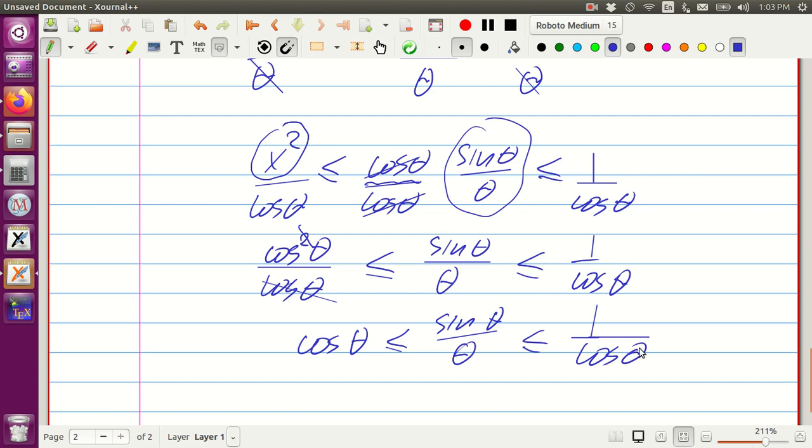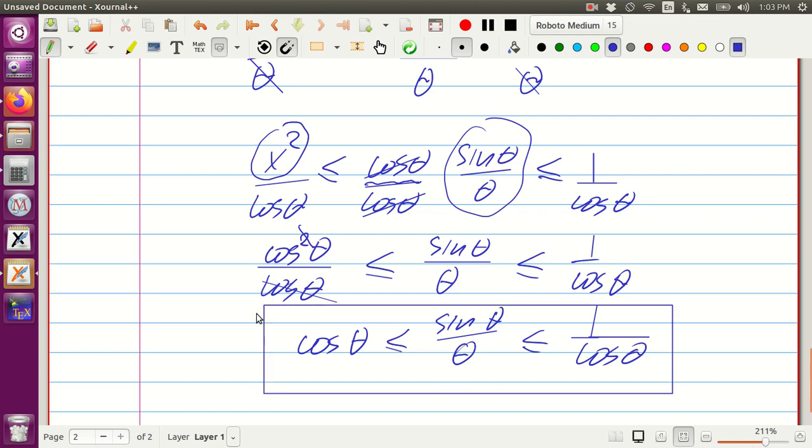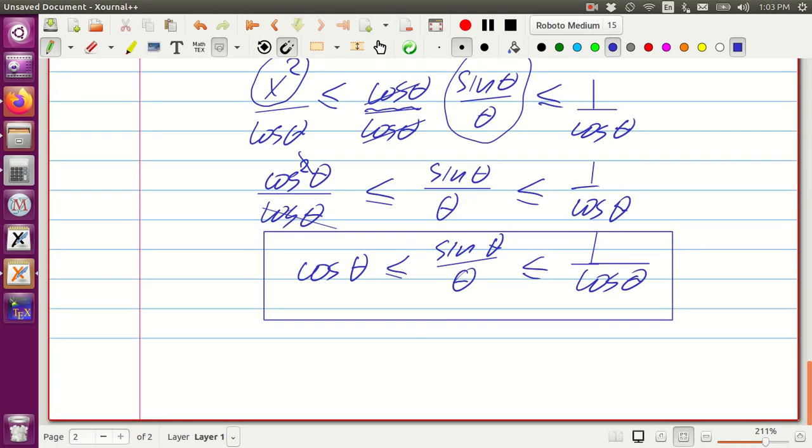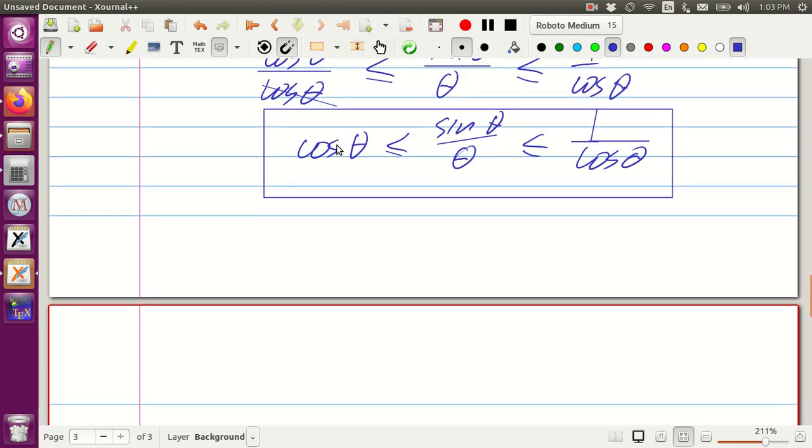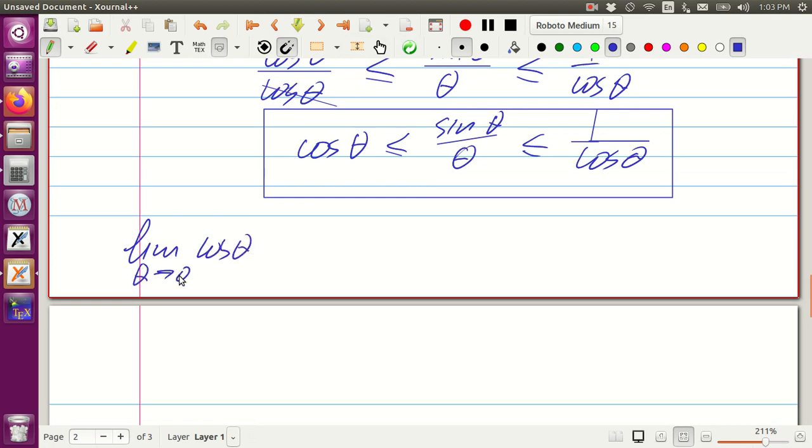So that's where its shape exactly fits the squeeze theorem. What do we need to do to use the squeeze theorem? We need to calculate the limit of the left side. So what is the limit of cosine of theta when theta approaches 0? By direct substitution, we just have to find cosine of 0, and cosine of 0 is 1.